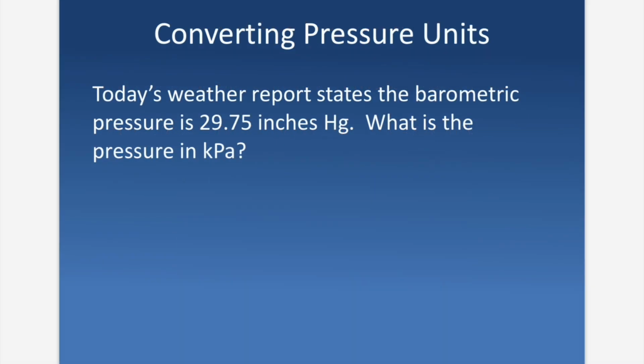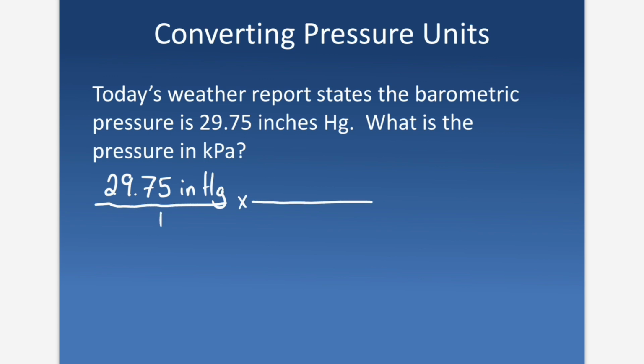Our first pressure example says today's weather report states the barometric pressure is 29.75 inches mercury. What is the pressure in kilopascals? Well, just like any other dimensional analysis, we're going to start with the number they give us, 29.75 inches of mercury, and I'm going to put that over 1. I need to cancel inches of mercury, so it's going to go on the bottom. And I want kilopascals.